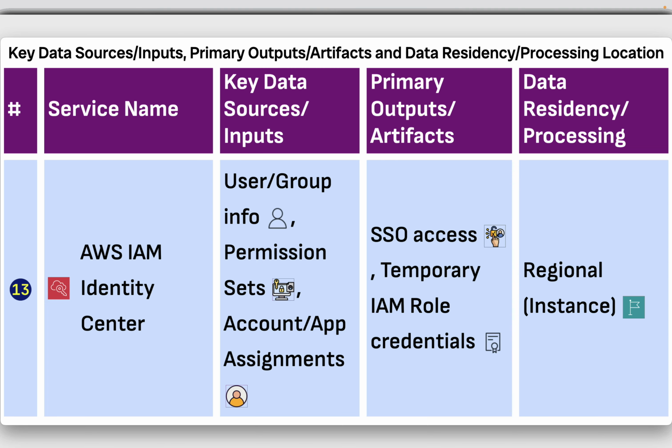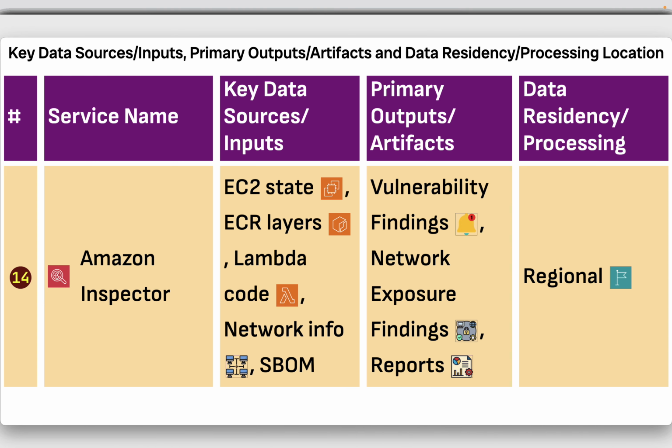Next, we have AWS IAM Identity Center, and the data sources or the key inputs are user/group information, permission sets, account assignments or application assignments. And outputs are SSO, single sign-on access, temporary IAM role credentials, and residency is regional.